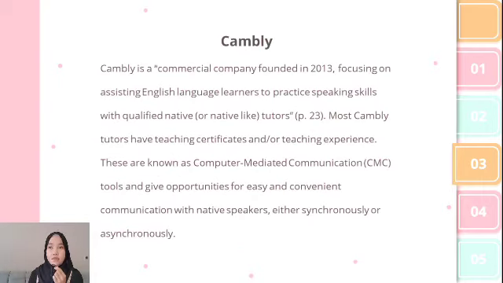And the next application is Cambly. Internet-based applications have now opened new avenues to facilitate language learners to improve their conversational skills. These are known as computer-mediated communication or CMC tools and give opportunities for easy and convenient communication with native speakers.